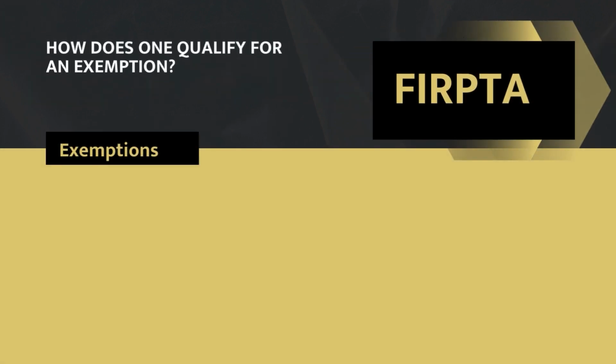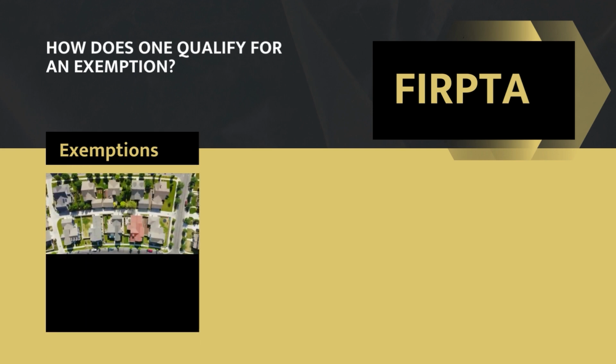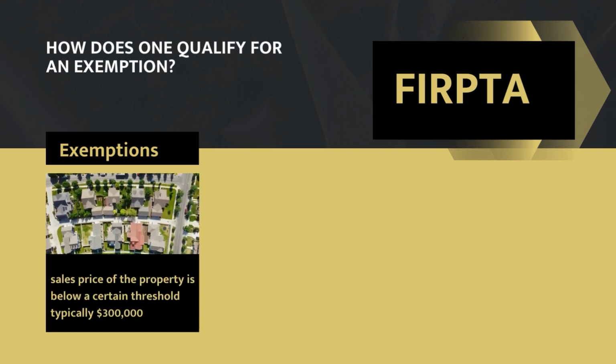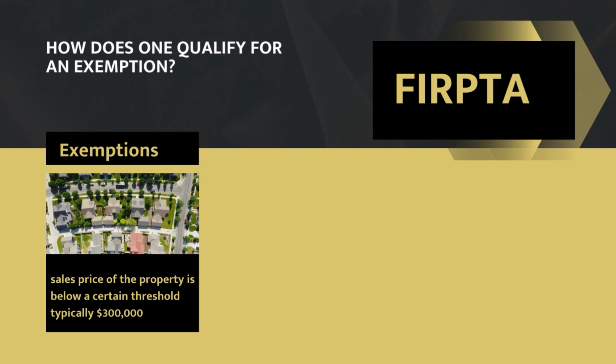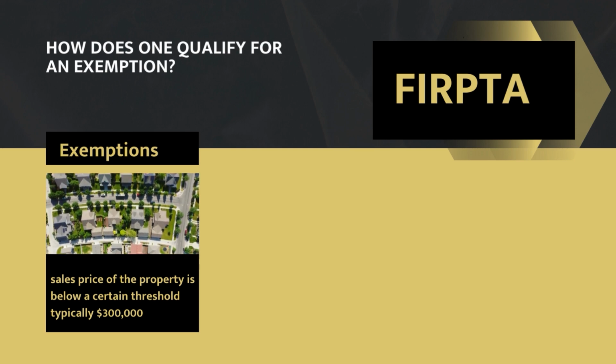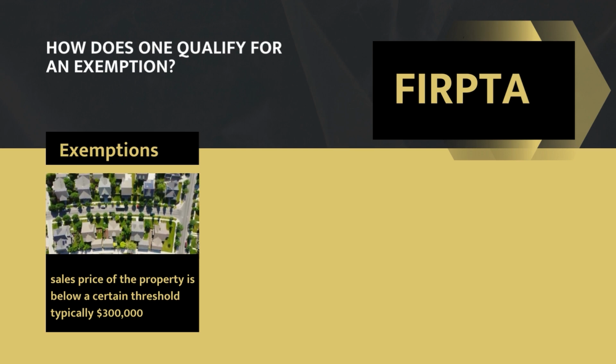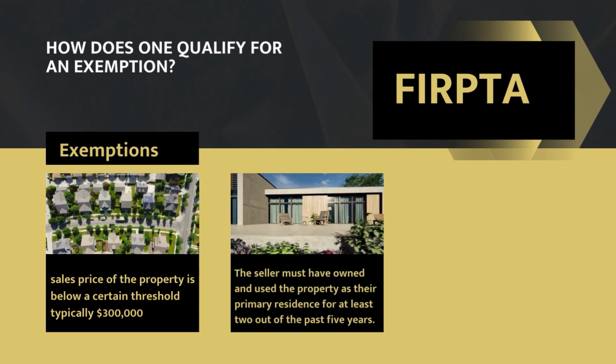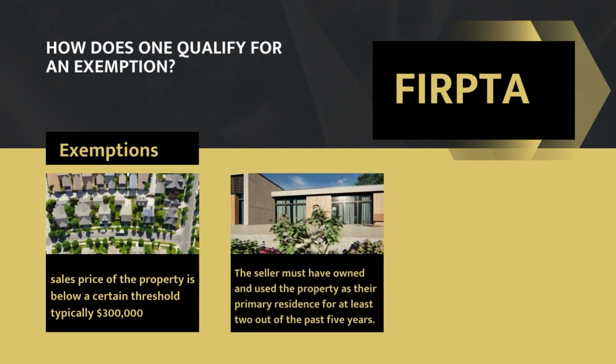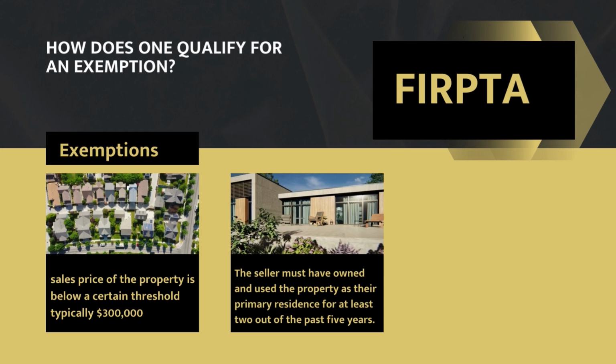To qualify for an exemption from FIRPTA withholding, foreign sellers must meet certain criteria. Here are some common ways to qualify for an exemption. If the sales price of the property is below a certain threshold, typically $300,000, the transaction may be exempt from FIRPTA withholding. The seller must have owned and used the property as their primary residence for at least 2 out of the past 5 years.